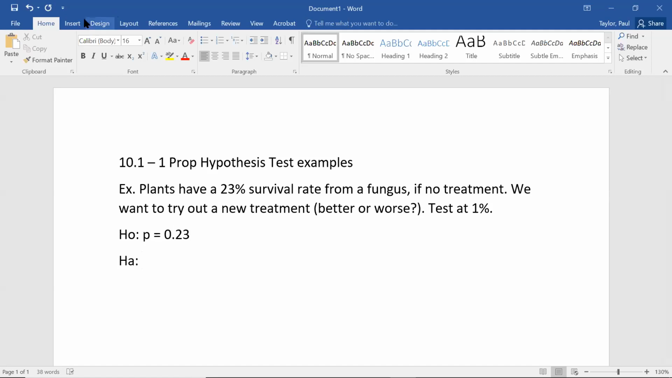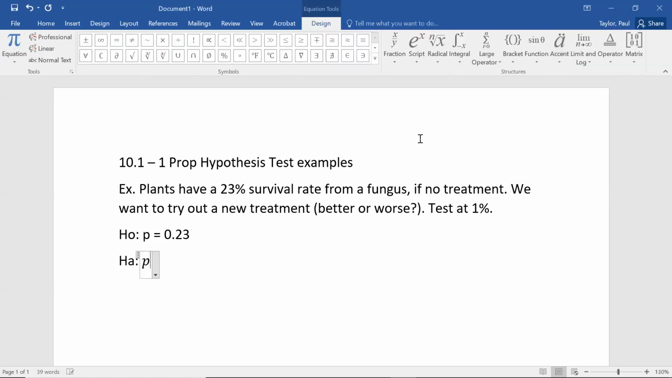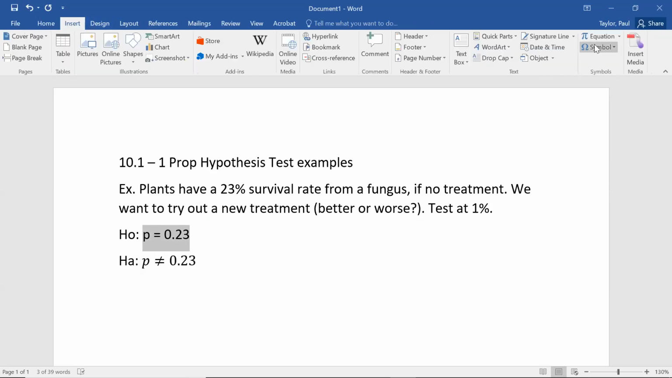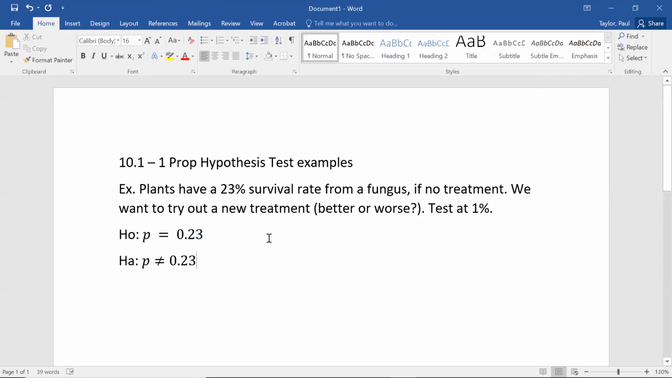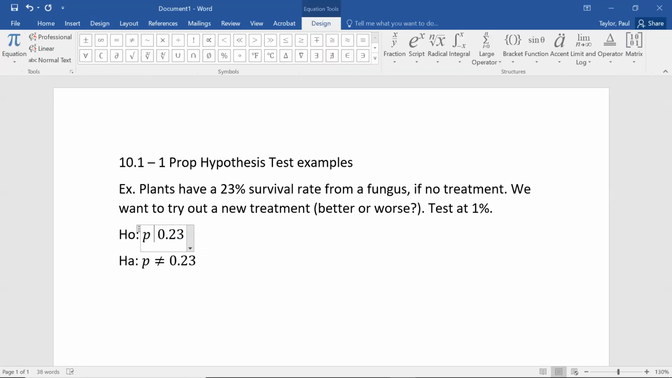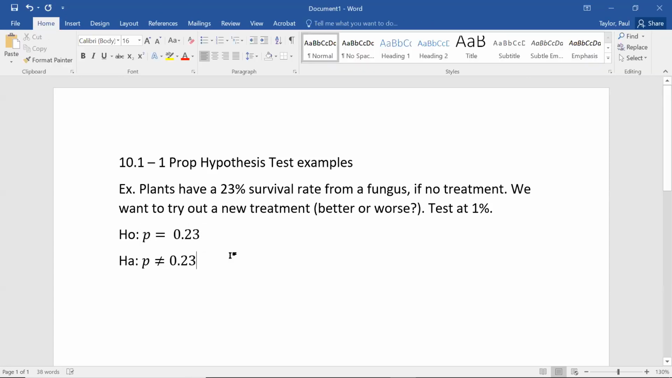And our alternative hypothesis is going to be that P is not equal to 0.23. The default alternative hypothesis is always not equals. And that means that possibly more than 23% survive, less than 23% survive, we don't know. But our alternative hypothesis is that it's not going to be 23% anymore. Okay, so then you go and run the experiment.